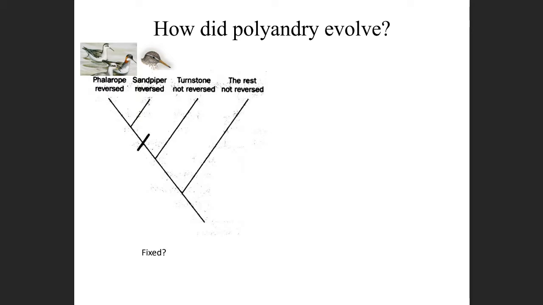polyandry, sometimes called reverse role, but that's actually sort of a biased term, were each other's closest relatives. That would support the hypothesis that polyandry is a fairly fixed trait, or mating systems are hard to evolve.